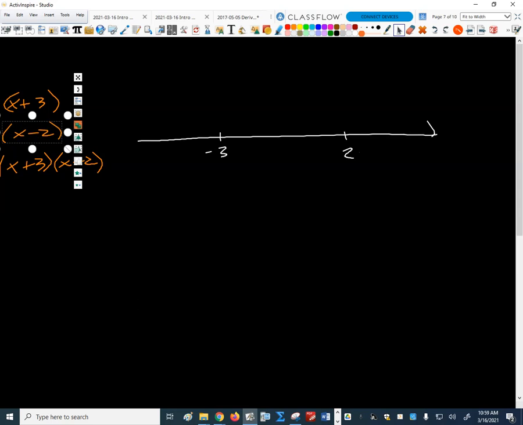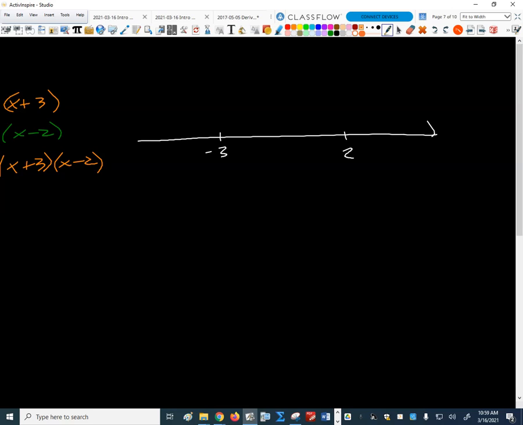We'll just make a number line here. The zeros are -3 and +2. And maybe let's color code this thing. So this one will be green.